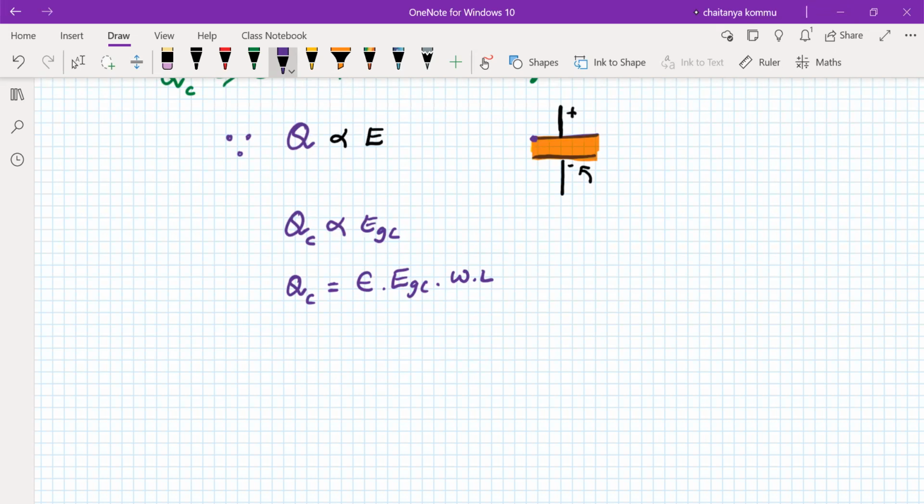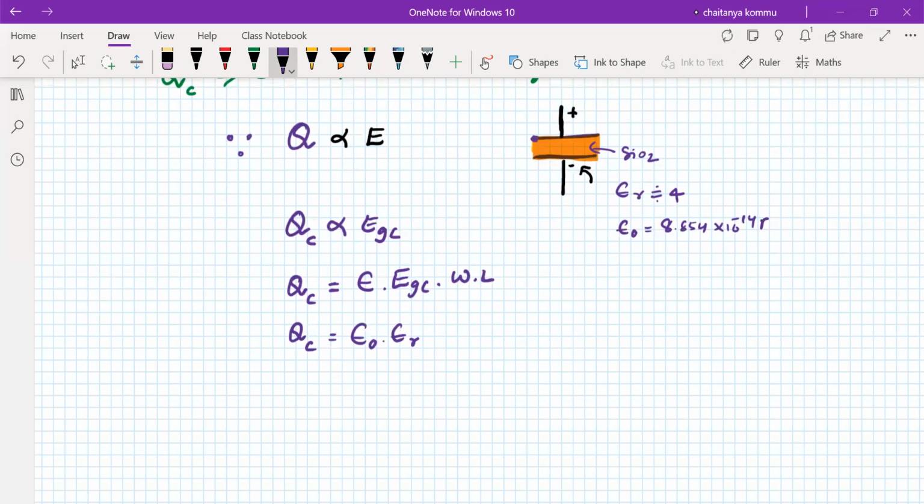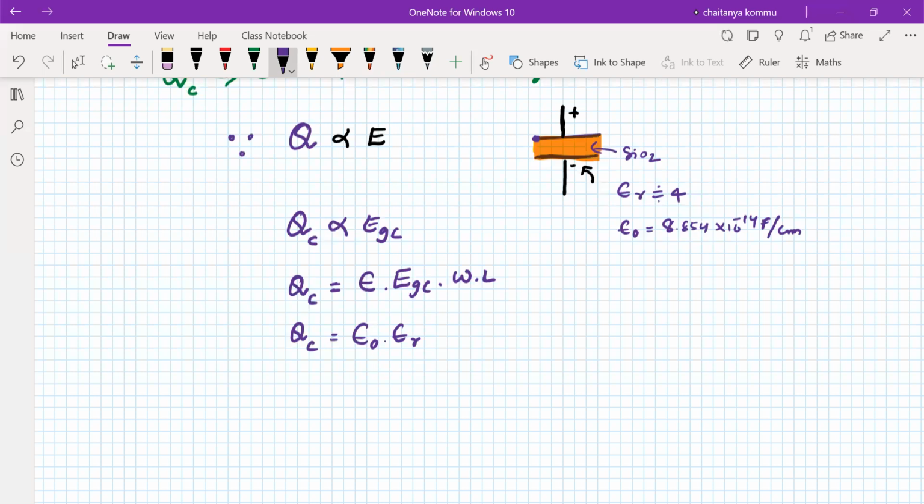Okay, now this QC can be defined by, of course, epsilon, which is the permittivity of the medium. The permittivity of the medium is defined by the permittivity of free space times the relative permittivity of the medium. What is the oxide that we are considering here? Silicon dioxide. For silicon dioxide, the relative permittivity is approximately 3.9. We can also consider it as 4. And epsilon naught, everybody knows, is the permittivity of free space. What is the value? That is 8.854 into 10 to the power of minus 14 farad per centimeter. That's what we can write. Of course, epsilon can be defined in this way.